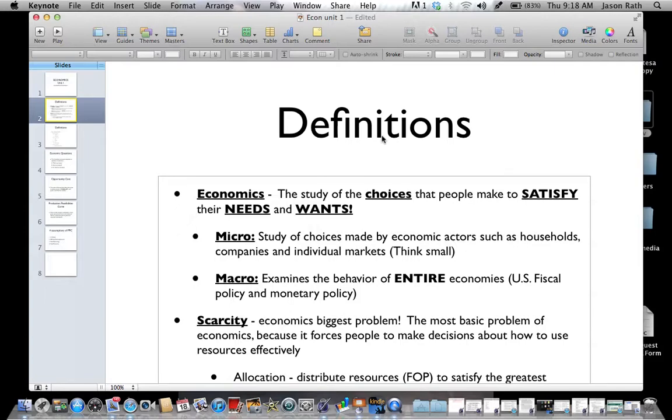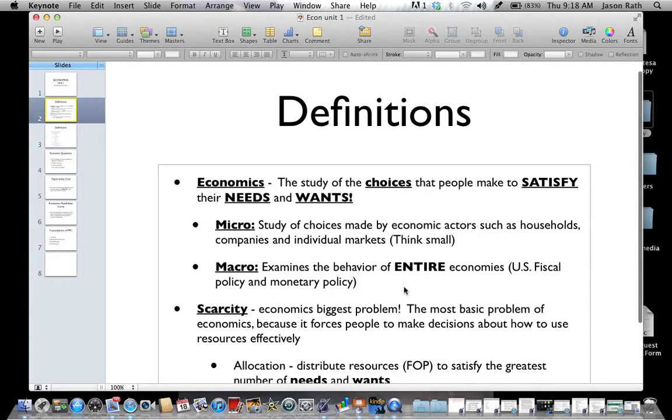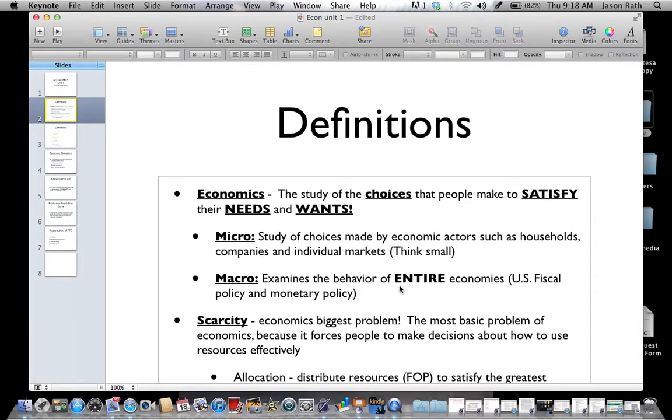The first definition is, with economics, you got to look at first, what is economics? And there's going to be two types of economics that we're going to look at. But economics as itself is the study of the choices that people make to satisfy their needs and wants. And I underlined certain words and made them bold because those are very important. We as a society have unlimited needs and wants, but we don't have the resources to meet that. So it's very important to understand the choices that people, countries, make to satisfy their needs and wants. So that's what economics is.